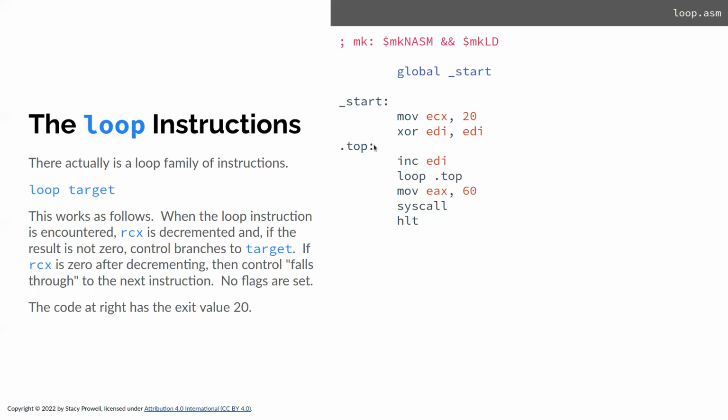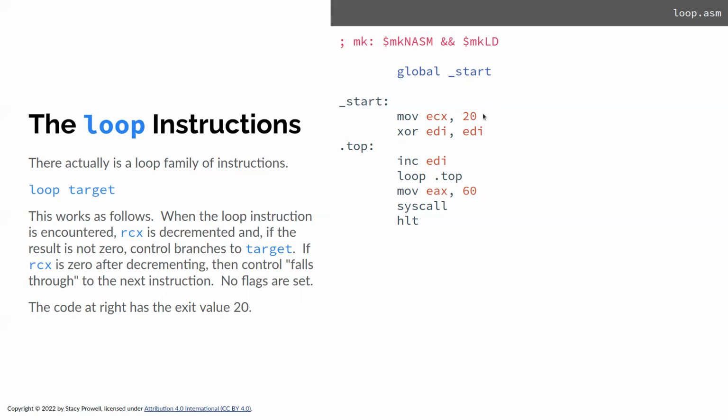So I go up here. I then come through it again. Now it's 18. 18 is not 0. Up here. And I just keep doing this. And if you think about this, I'll run it 20 times because when I came in the first time it was 20, and when I come in the last time it's 1, I decrement it and I stop. And so then I put 60 in EAX to exit and do a syscall, and the return value is going to be in EDI, which in this case is going to be incremented 20 times and be 20. The important thing to remember about the loop instruction is it always decrements.